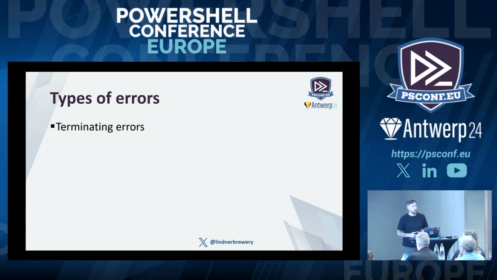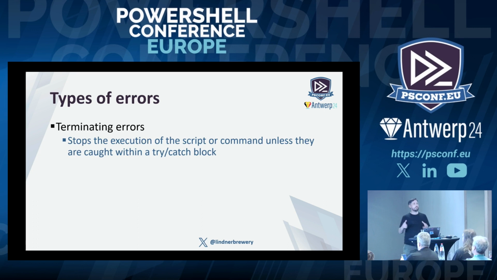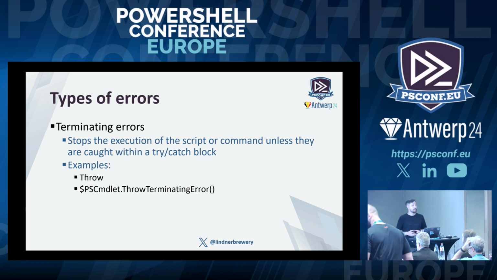On the other side, of course, we've got terminating errors. Terminating errors stop the execution of your code. You hit the error, it gets printed out, and the code execution stops, unless we put it in a try-catch block and we, or the person who gets the error, handle this exception. Examples for this are the throw keyword, which I'm sure most of you have used in the past, and the PSCmdlet ThrowTerminatingError method.